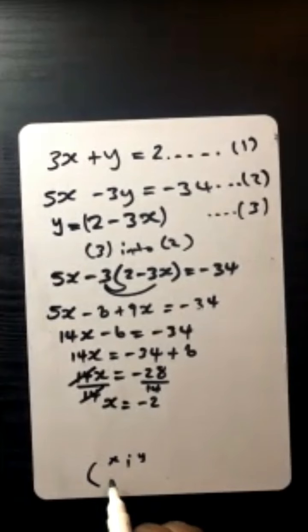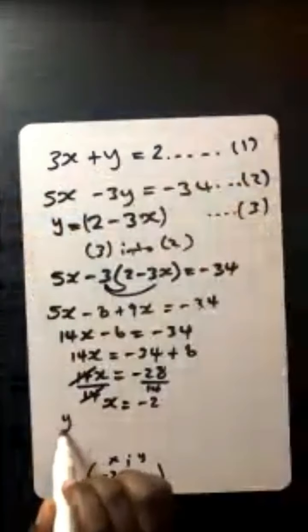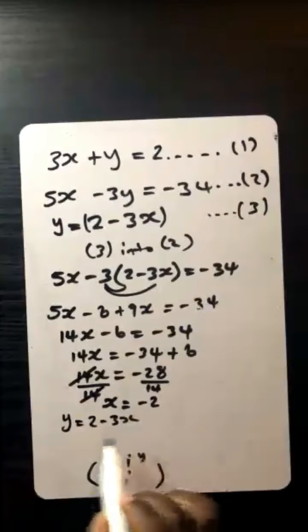So the x value is negative 2. We need the y value. Then that's why you substitute on that equation number 3, which is 2 minus 3x.